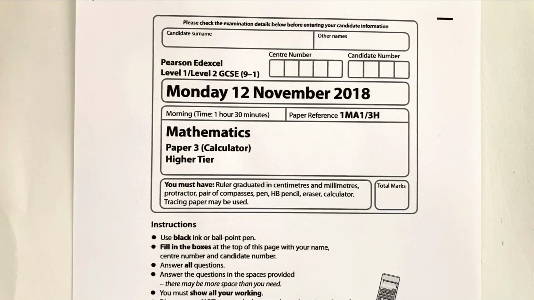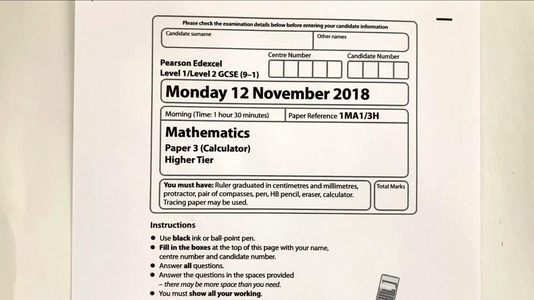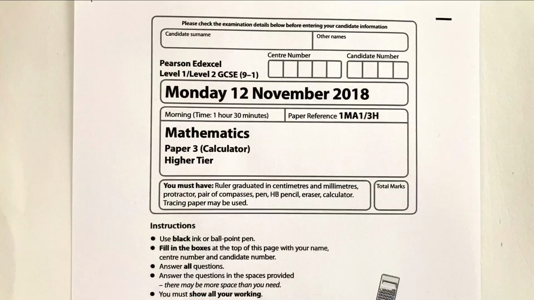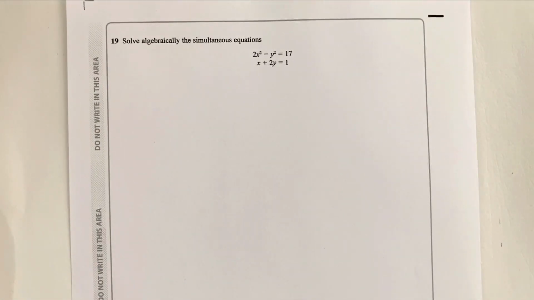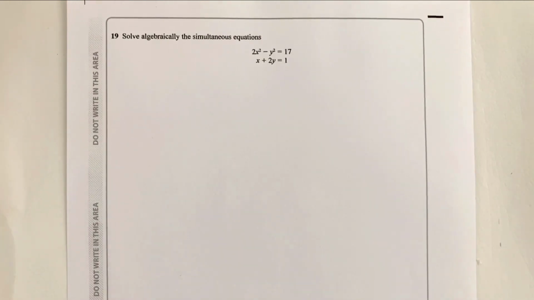Hi, this is the final video in the playlist where we're looking at the November 2018 Maths Higher Tier paper for Edexcel. In the previous video we completed through to question number 18, so we're going to start here from question number 19. Please do stop the video, have a go at each of these questions, compare your solutions. If you're not sure, always add a comment, and I have playlists on the channel that I'll be able to direct you through with this type of question.